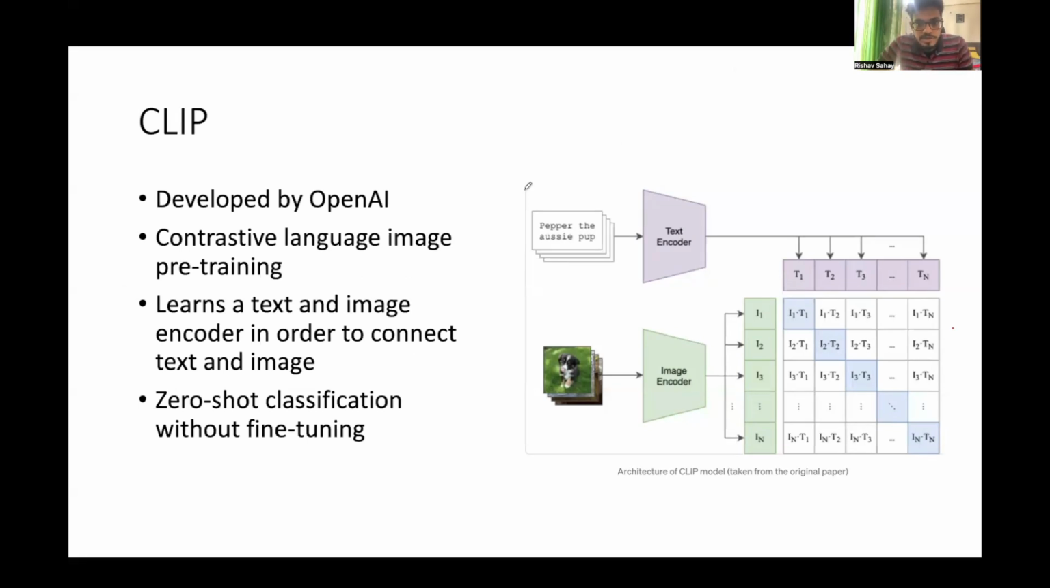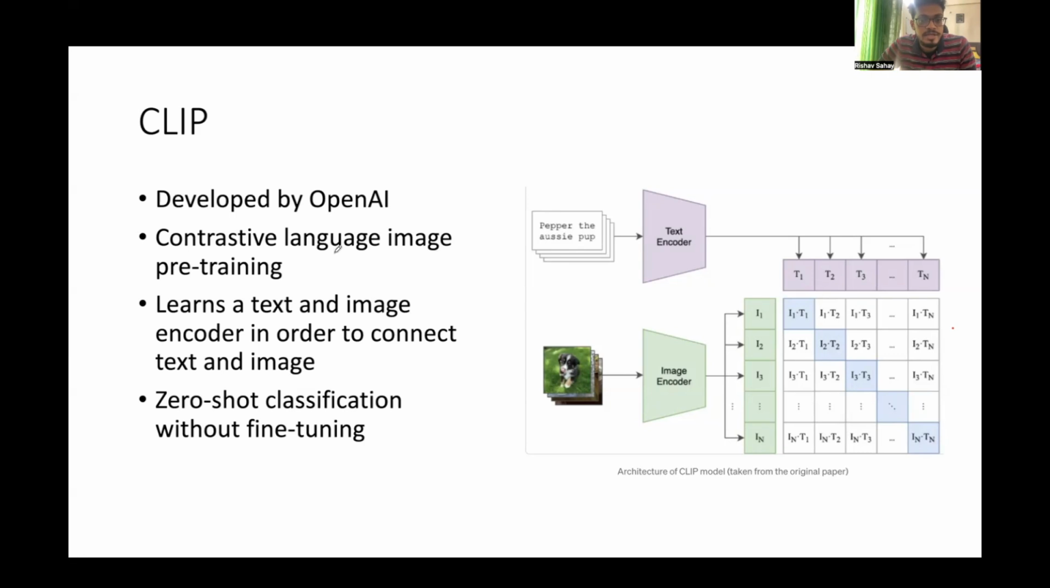Now let's talk about CLIP, a powerful model developed by OpenAI. CLIP leverages contrastive learning to align text and images. This approach allows it to understand connections between textual descriptions and visual content. For a given set of images and their corresponding captions, the text and image encoders are used to come up with the corresponding embeddings as shown in the figure.